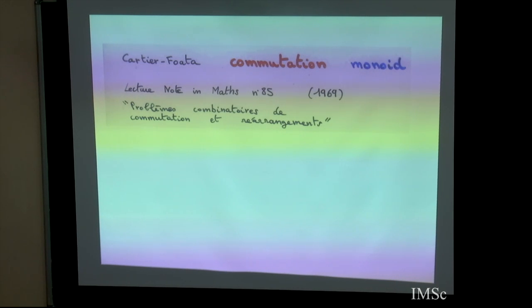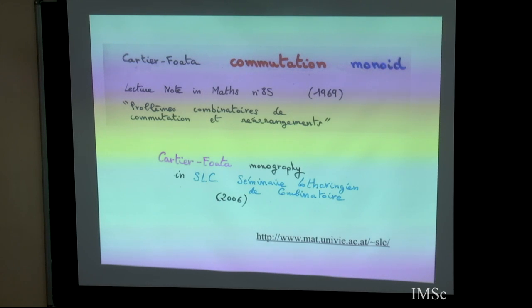Then Cartier and Foata, in 1969, defined the commutation monoid. This was in a lecture note, a long time ago, in French, Problèmes combinatoires de commutation et de réarrangements. It comes from some probabilistic or statistical property, which Foata put in a completely combinatorial way, and then Cartier came and put this in an algebraic way. If you don't find this lecture note, you can find it on the internet, on the Séminaire Lotharingien de Combinatoire. This is an electronic journal, and in 2006, if you go to this website, you can get the monograph. It has been retyped in TeX, and there is an appendix by different people on the development of this commutation monoid.